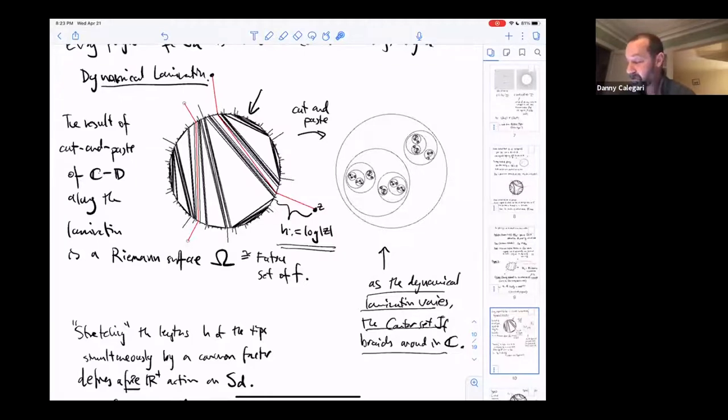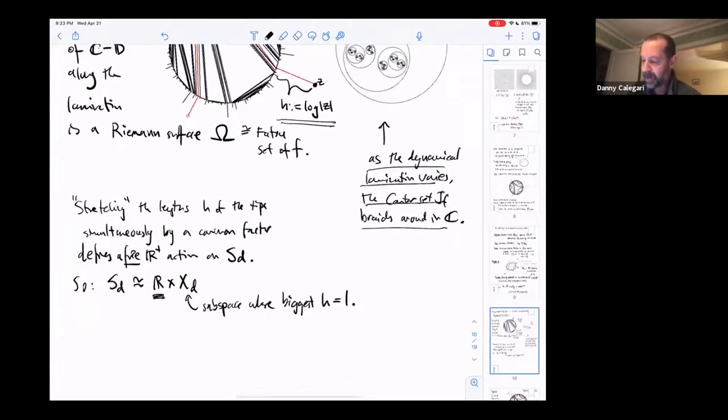So the result of doing this stretching is that you get an action of R star on the shift locus. This is a very nice simplification. It tells you that the shift locus is a quotient of the positive real numbers, topologically the same thing, by a space X sub D, which is a real manifold of real dimension one less than that of S sub D. So in the case of degree three, the shift locus has real dimension four, so X sub D has real dimension three. So the shift locus is R times a three manifold. Okay.